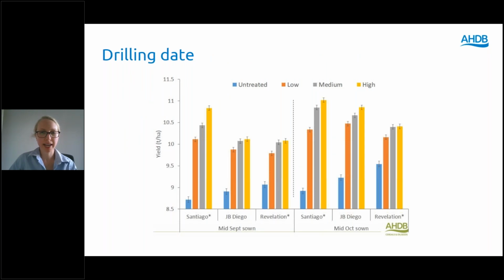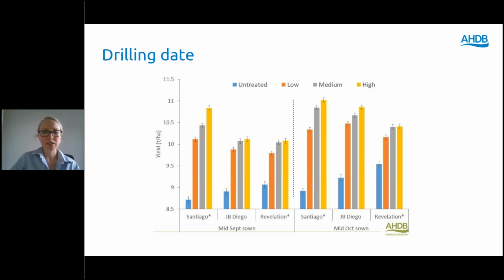So firstly, drilling date. So this chart is from an ADAS-led project looking at fungicide yield response in 3 varieties with different septoria resistance when drilled in mid-September and mid-October. And this chart shows results averaged over 9 sites in 2016 and 2017.